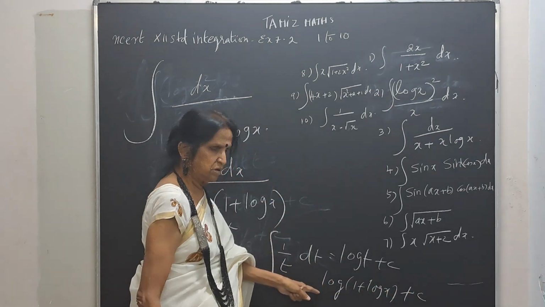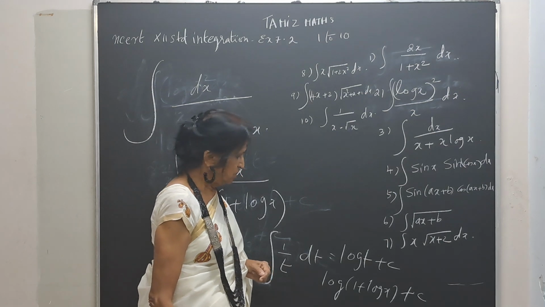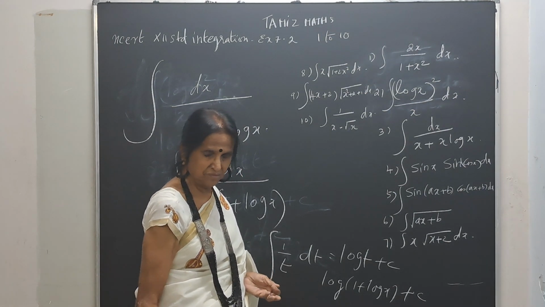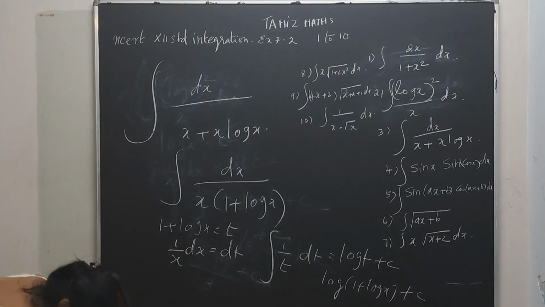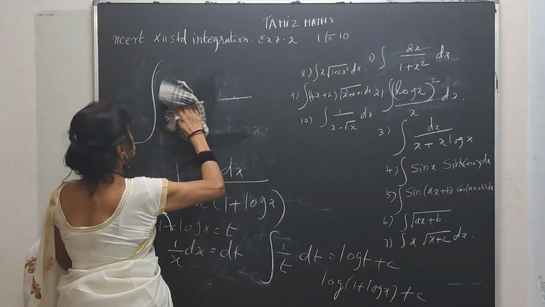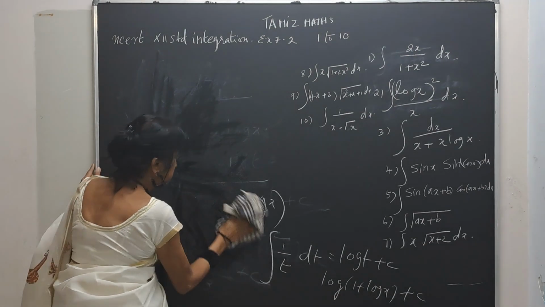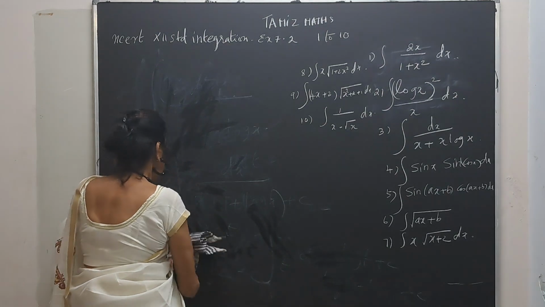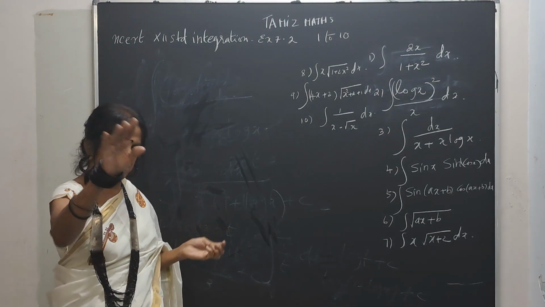Differentiate log, 1 by 1 plus log x followed by derivative of 1 plus log x. What is it? 1 by x dx. Okay. Now our next one. Isn't it very interesting? Very easy, very simple. And I'm sure you're gaining confidence that you can do all the questions extremely well.